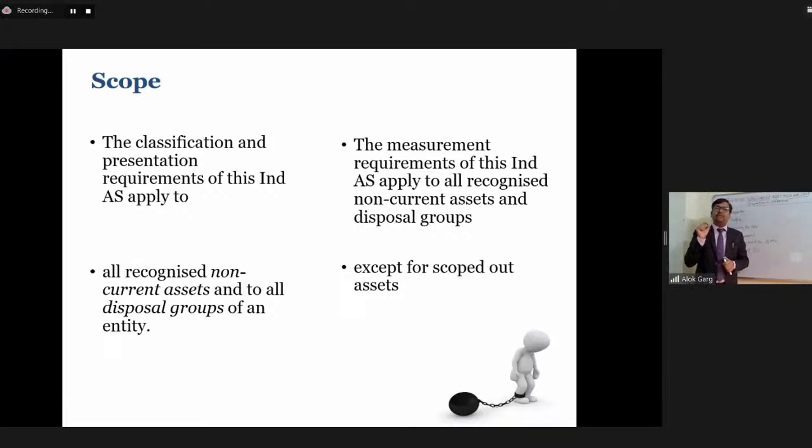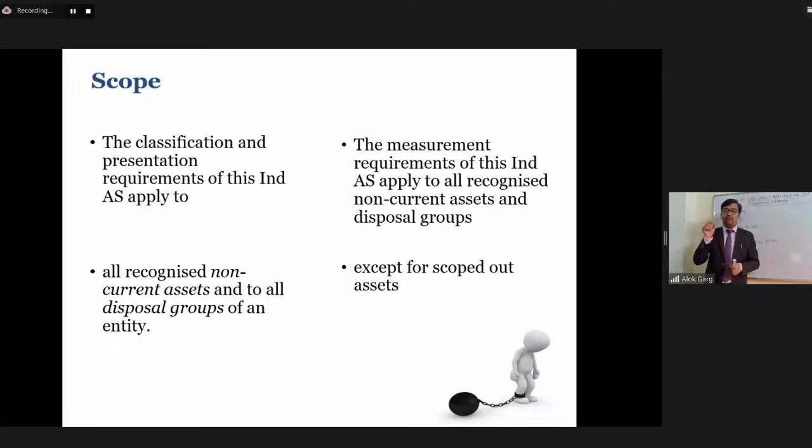So the classification and presentation requirement of this IND AS applies to all recognized non-current assets and to all disposal groups. For example, the company has 5 factories, and the company is supposed to sell these factories. So this is a disposal group. So it applies to disposal groups also.